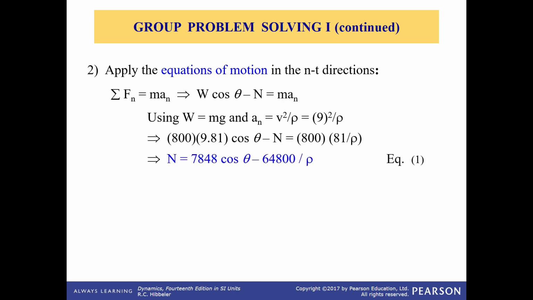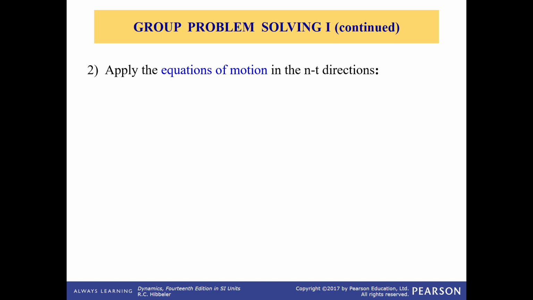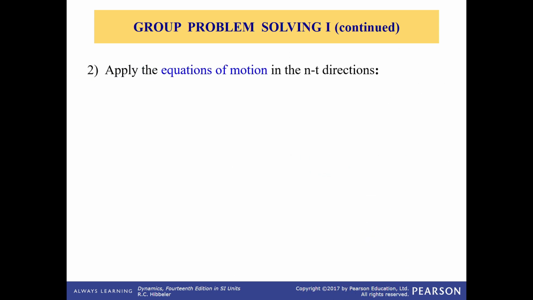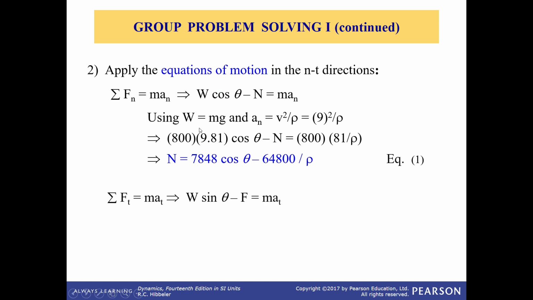Okay, let's try to solve this. We know that W is mg and an equals v squared divided by rho. So substitute everything, the value 800. Oh, sorry, this is 800 kilogram, not 10. I confused it with the previous example. Okay, 800 times 9.81 cos theta minus N equals 800 times an, which is 9 squared divided by rho. I have three unknowns, N, theta and rho. So this is my first equation.